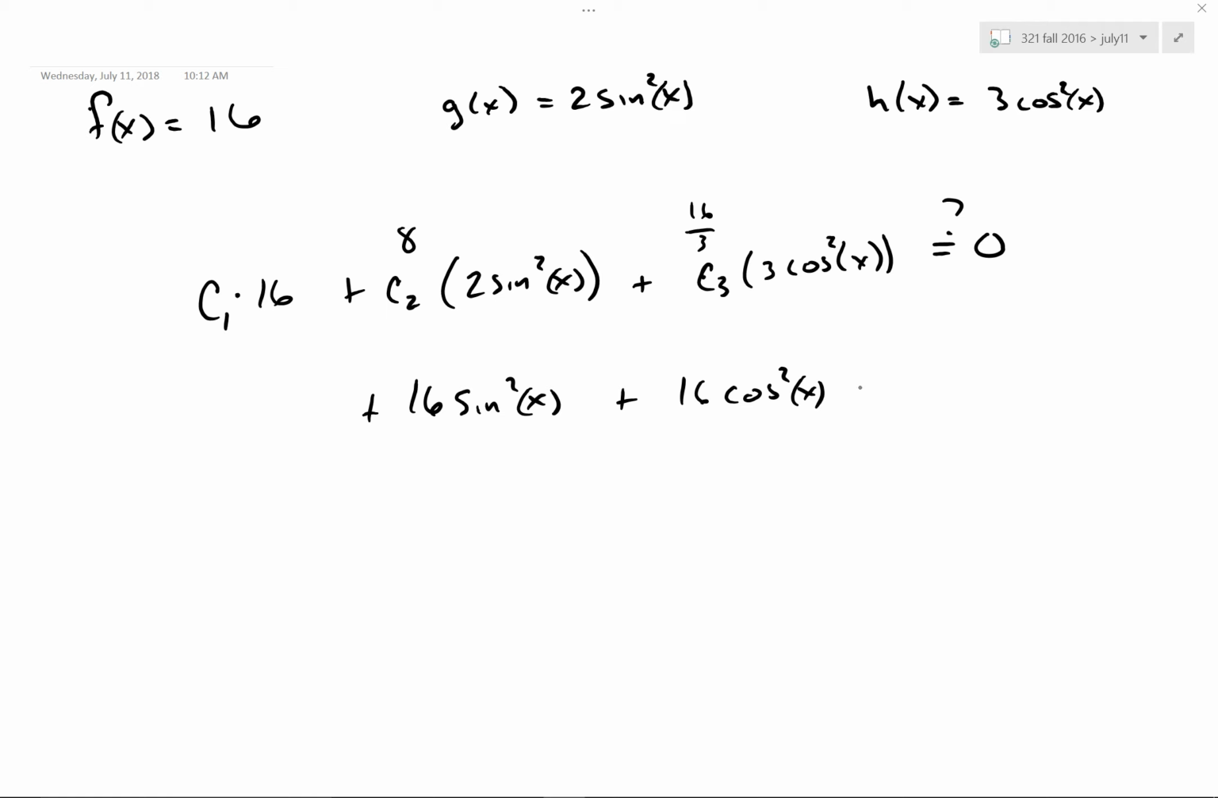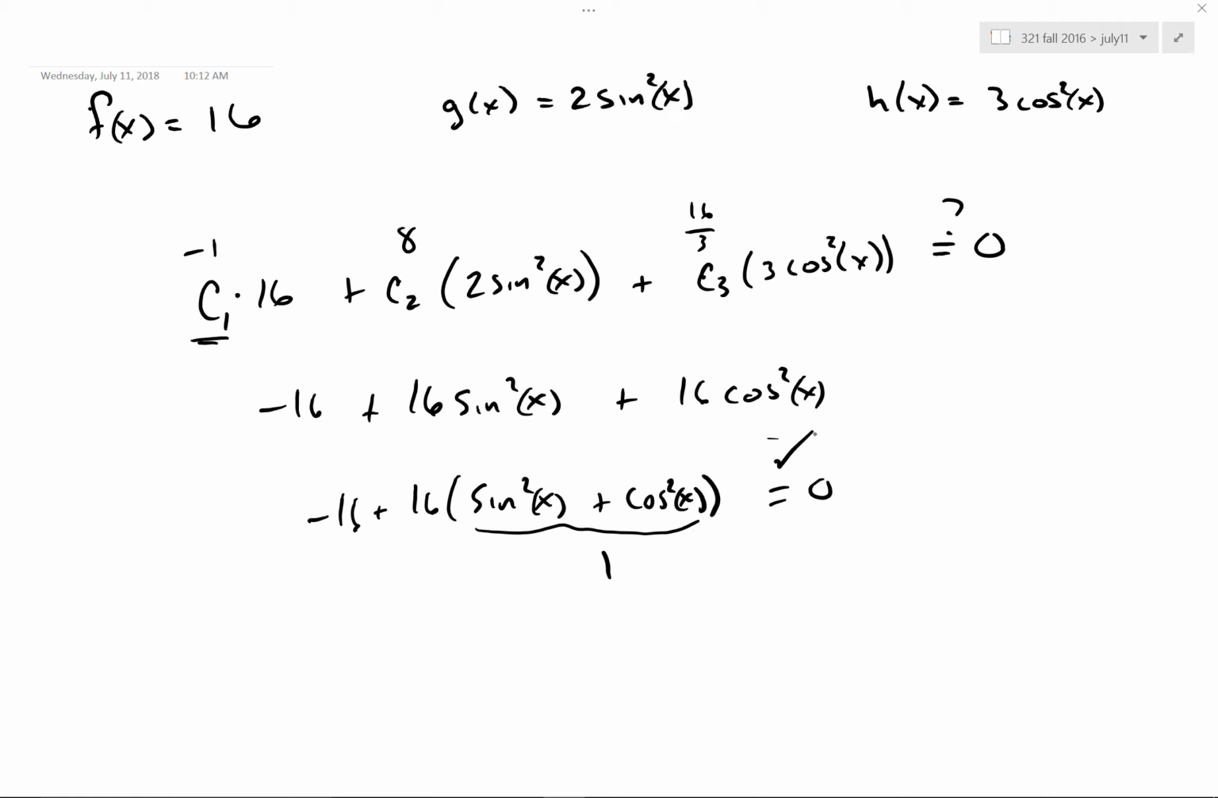And of course, I know what that is. This is 16 times sine squared plus cosine squared, which is 1, yes? Which means it's just 16. So what would I want to multiply this by? -1. Yeah! And because that can happen, because I can pull that off, that says that these guys are not independent. That make sense?